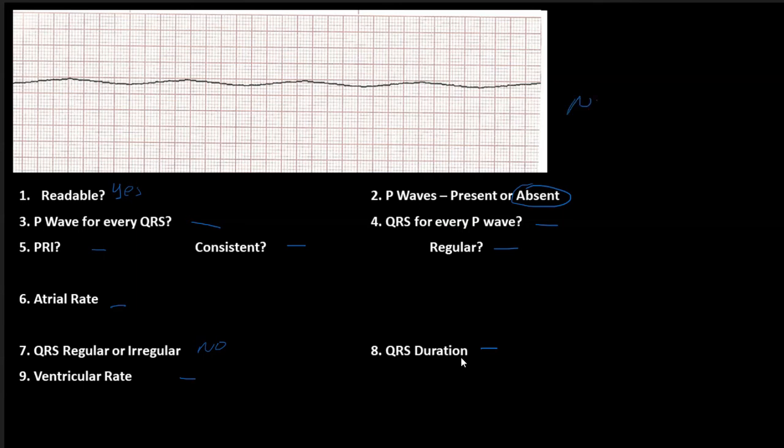So no P waves, no QRSs. Make sure that the EKG is on the patient, and if it is just a baseline, then you, my friend, are looking at interpreting an asystole. Okay, that's pretty much it.